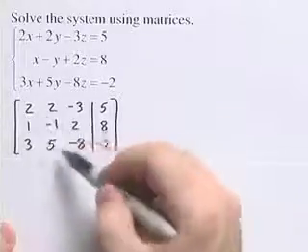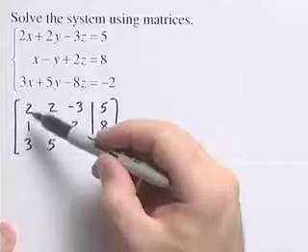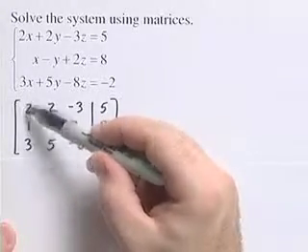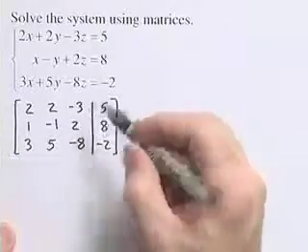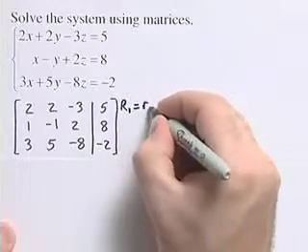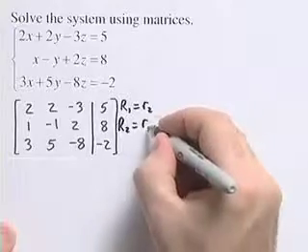Our goal when using matrices is to try to get this matrix into row echelon form. To do that, we need a 1 in this 1, 1 entry up here in this upper left corner. We can do that by switching the first and second rows. So we're going to say our new row 1 is equal to the old row 2, and our new row 2 is equal to the old row 1.